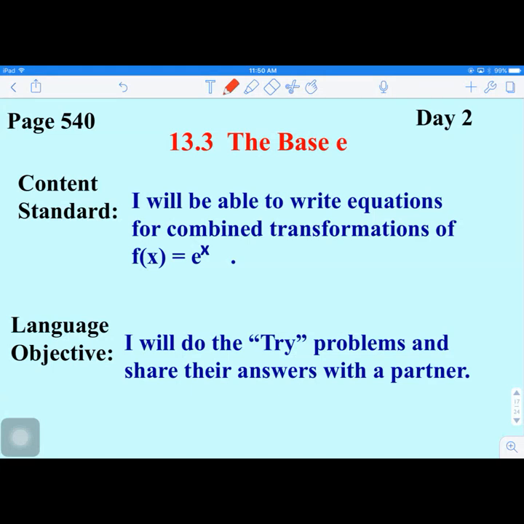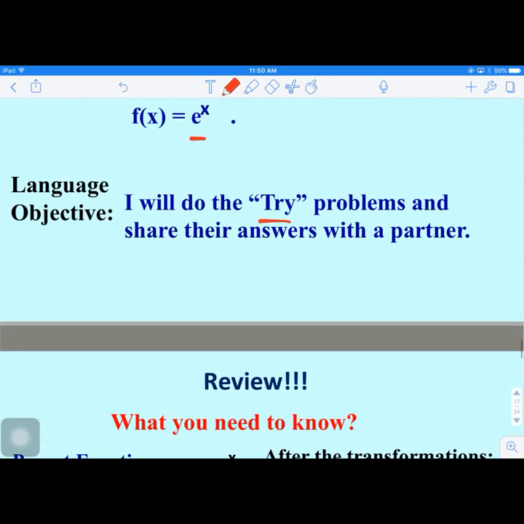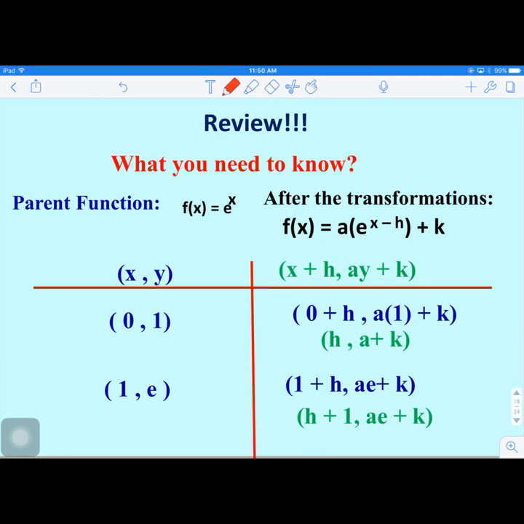Hello everyone, today we are learning lesson 13.3, day 2, and that is the base e. So we are continuing to work with functions dealing with the base e for exponential growth. And we are also going to be doing try-it problems throughout the lesson. Let's take a look at the review of the reference points.